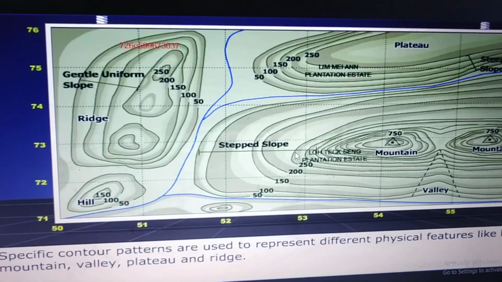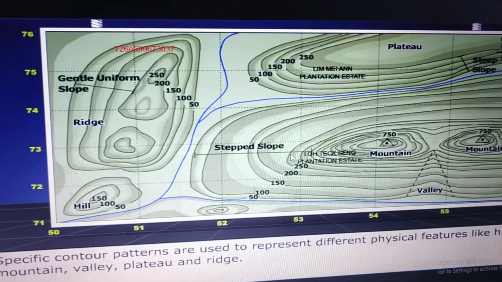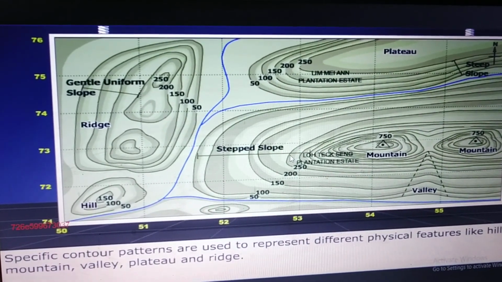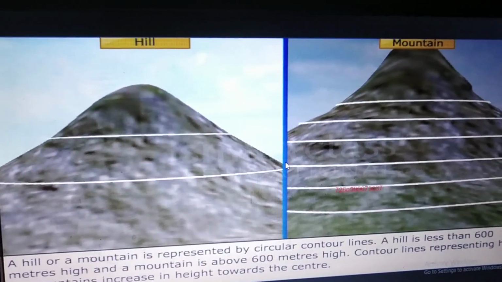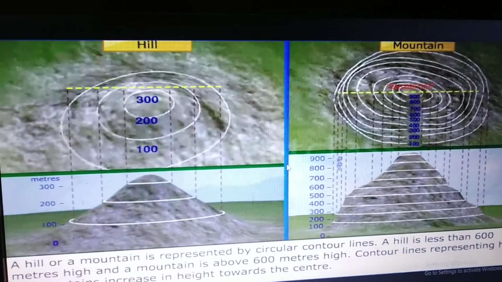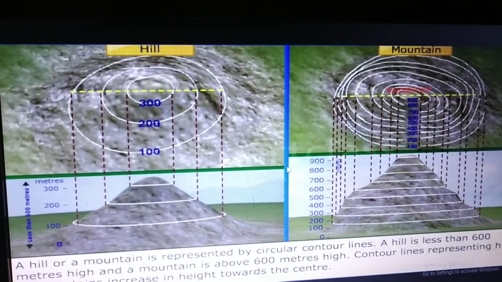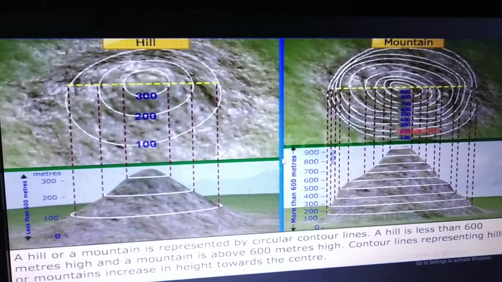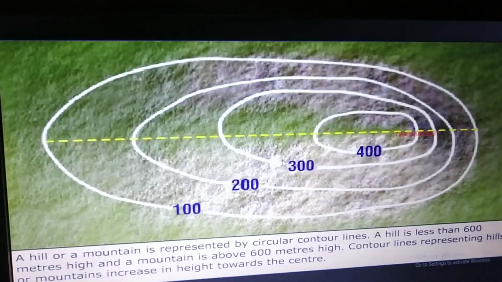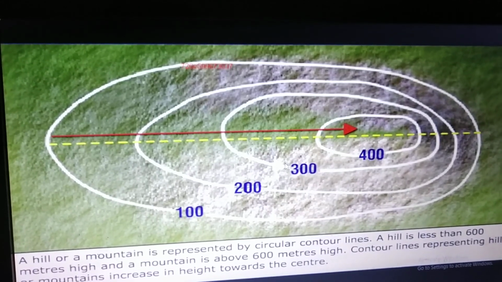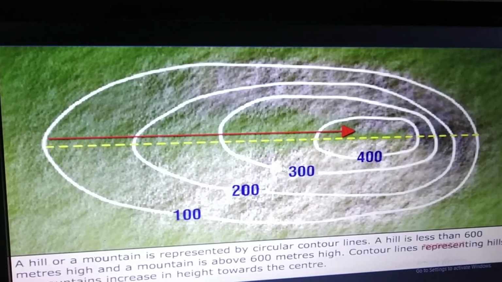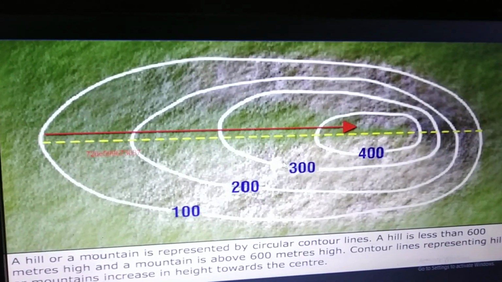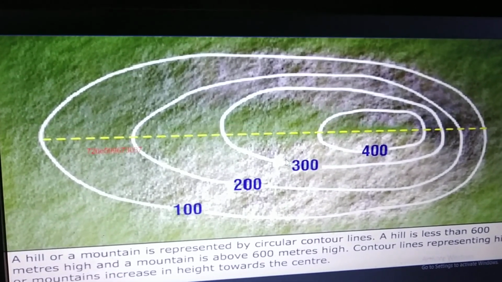Specific contour patterns are used to represent different physical features like hills, mountains, valley, plateau, and ridge, etc. A hill or a mountain is represented by circular contour lines. A hill is less than 600 meters high, and a mountain is above 600 meters high. Contour lines representing hills and mountains increase in height towards the center. Have you seen carefully? They are increasing towards the center. If it is a hill or mountain, first outer line is of 100, then it is increasing.